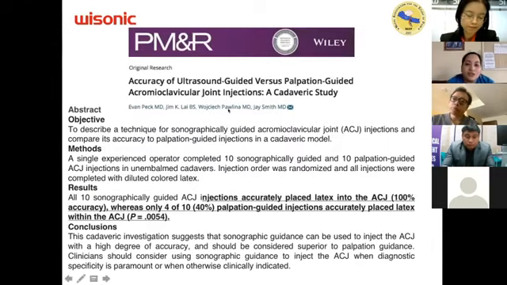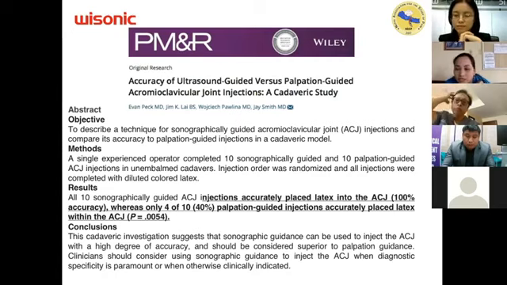This is one study which supports the accuracy of ultrasound guided injection of the AC joint compared to the palpation guided landmark technique. It is a very superficial joint, so many clinicians practice palpation guided acromioclavicular joint injection. But this study showed that with palpation guided injection there was only a 40% success rate, whereas it has a very high success rate with ultrasound.